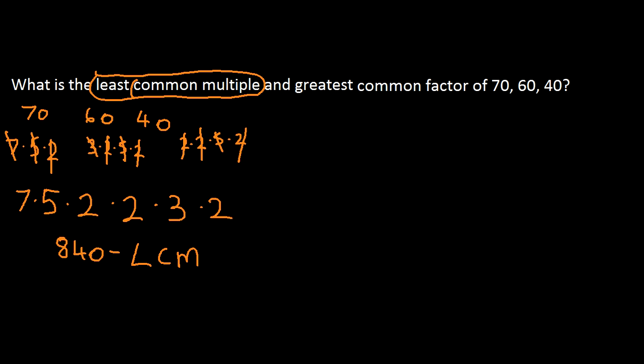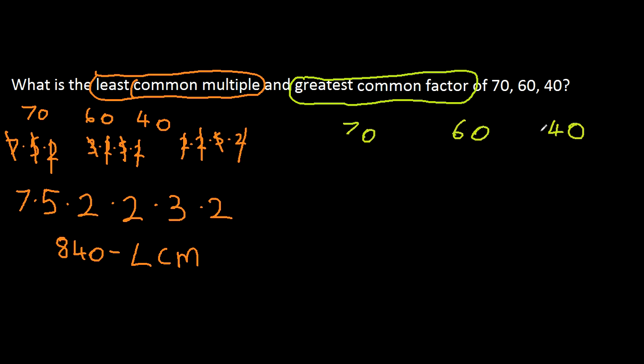So how do we do the greatest common factor? Well, like we did here, we have to write down 70, 60, and 40. And then, just like we did, we split these numbers up. So just do that all over again. Alright, 2 times 2 times 5 times 2.